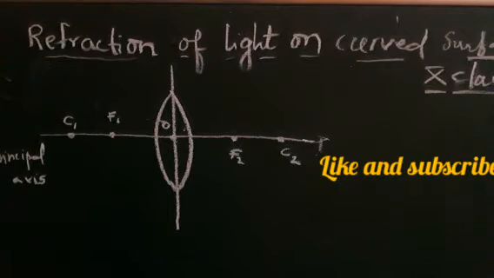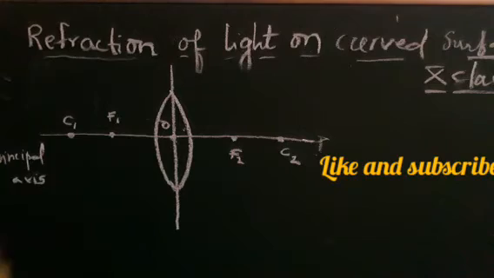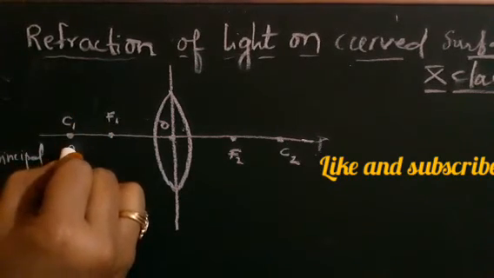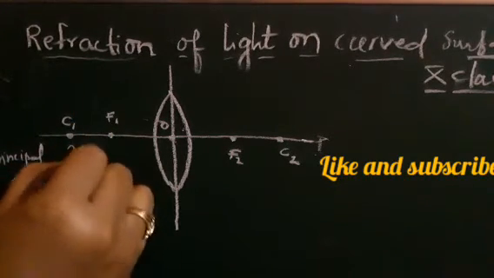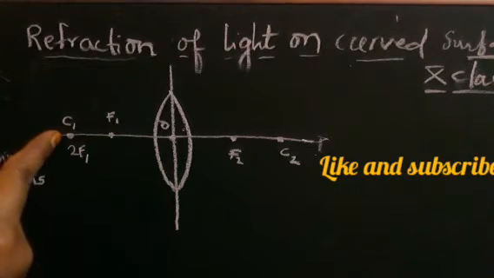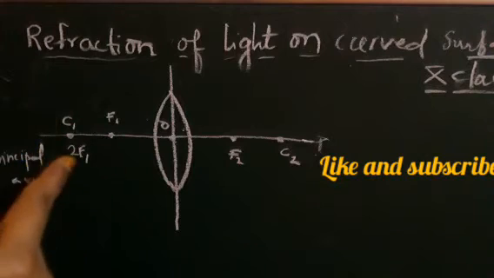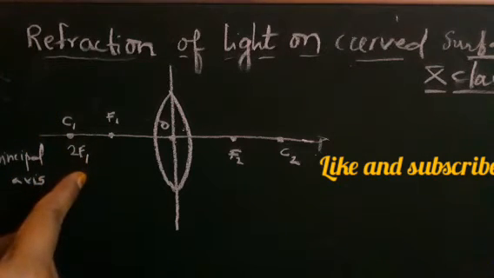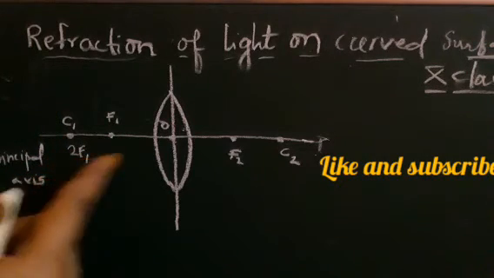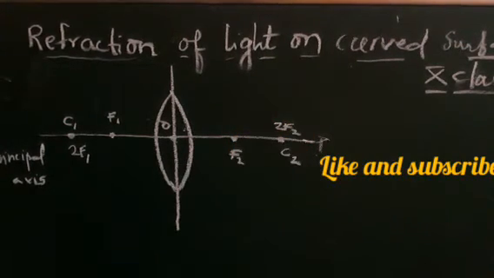Yes, now C1 can also be written as 2F1. Why? Because it is the double of the focus point, right? It is a double of the focus point, that's why it can be written as 2F, because it is F1, that is the first center of curvature, given as 2F1. Similarly, here you can write 2F2.